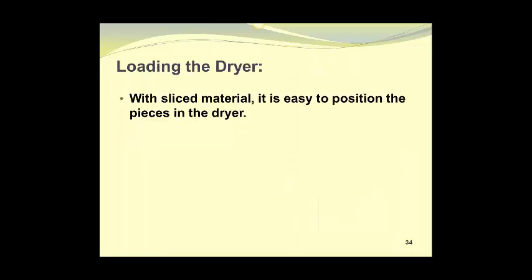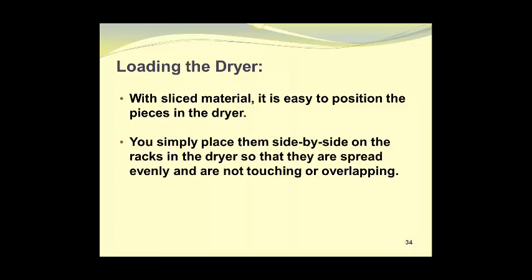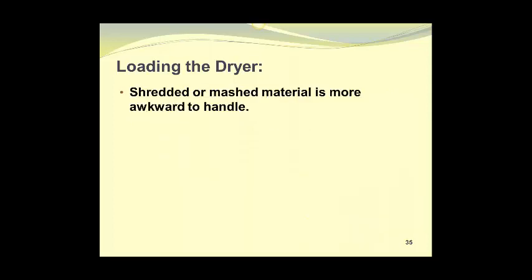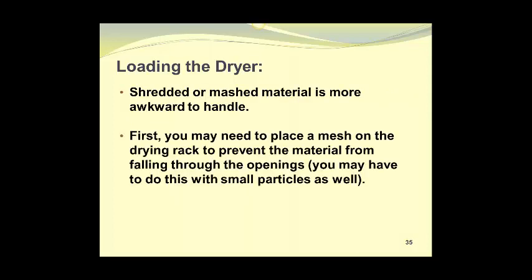Now we can look at loading the dryer. With sliced material, it is easy to position the pieces in the dryer. You simply place them side by side on the racks in the dryer so that they are spread evenly and are not touching each other or overlapping. Here we see some carambola or star fruit which I have spread on the inside of my dryer on the rack, and you can see that none of these pieces are actually touching each other and none is overlapping with its neighbor.